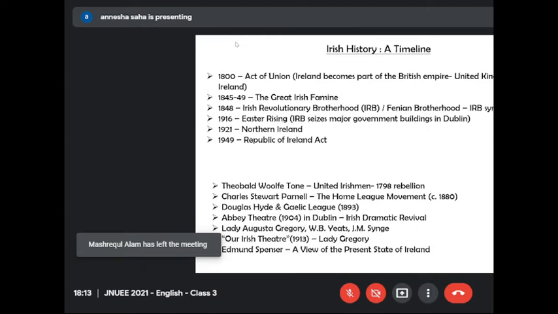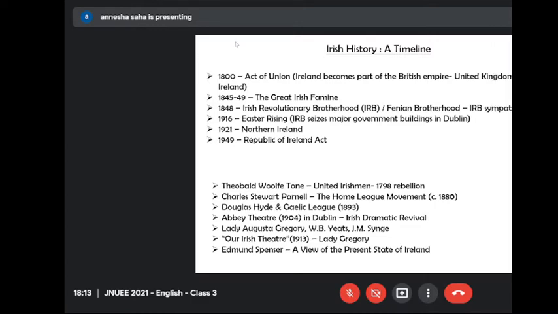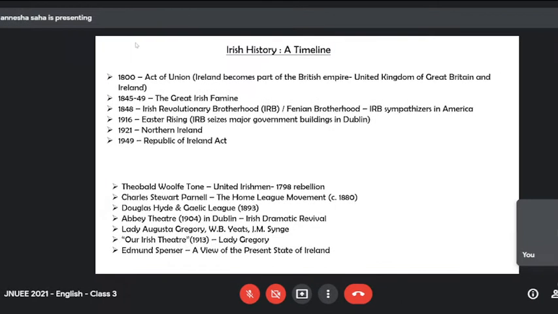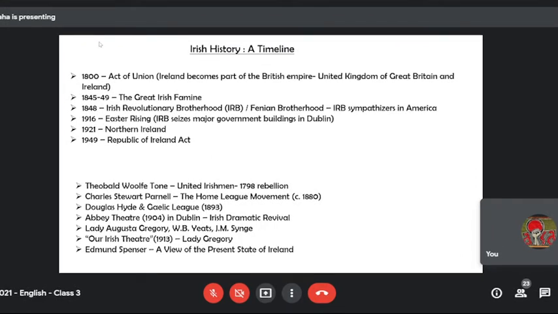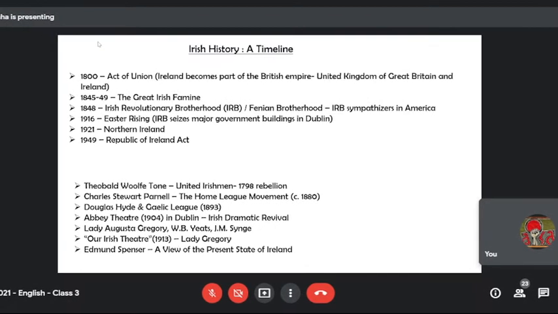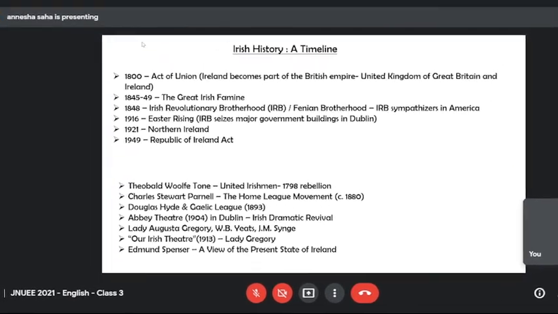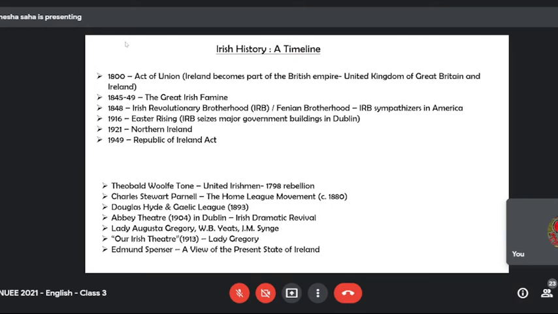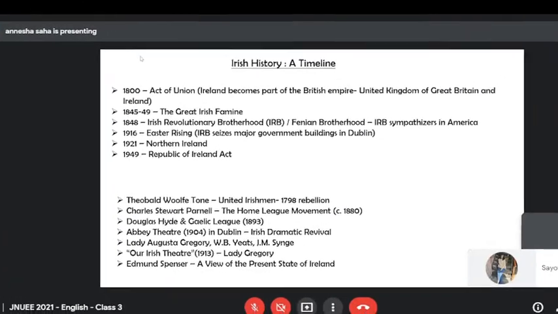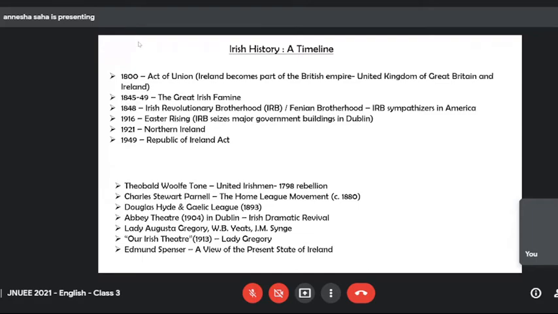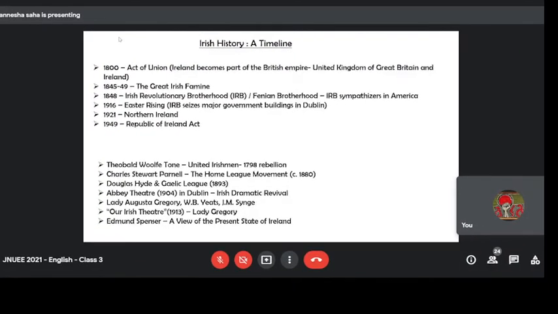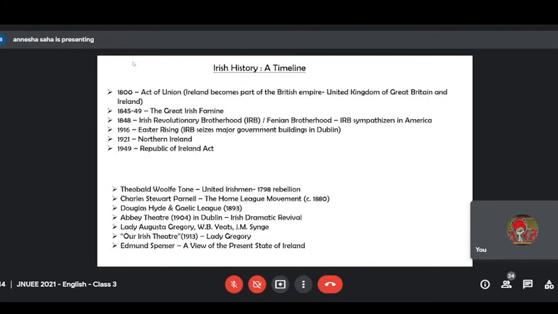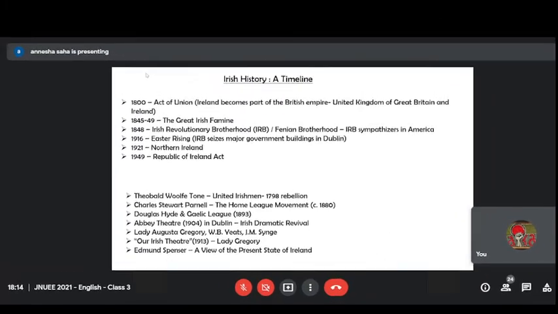Now, the Irish Revolutionary Brotherhood formation took place within Ireland, but there's another group that is formed in America. This is called the Fenian Brotherhood, and these are Irish soldiers who had fought in the American Civil War, and they were therefore sympathizers of the Irish cause. They consolidated themselves into this group called the Fenian Brotherhood, and these were the supporters or sympathizers of the IRB in Ireland, but this was a group formed in America.